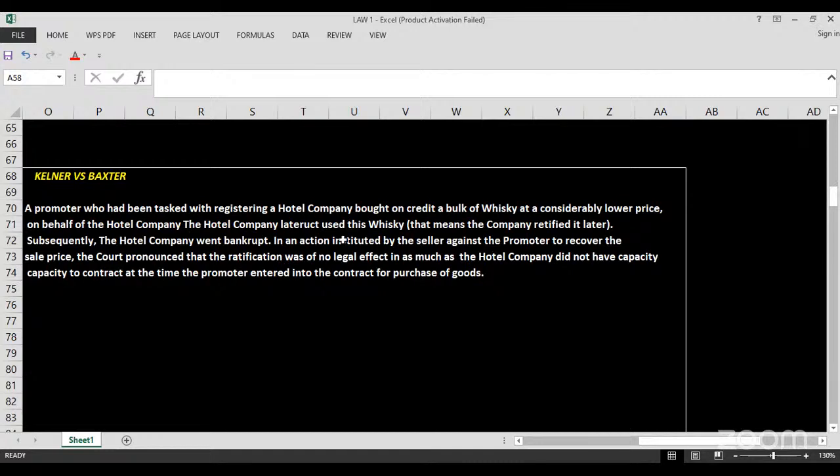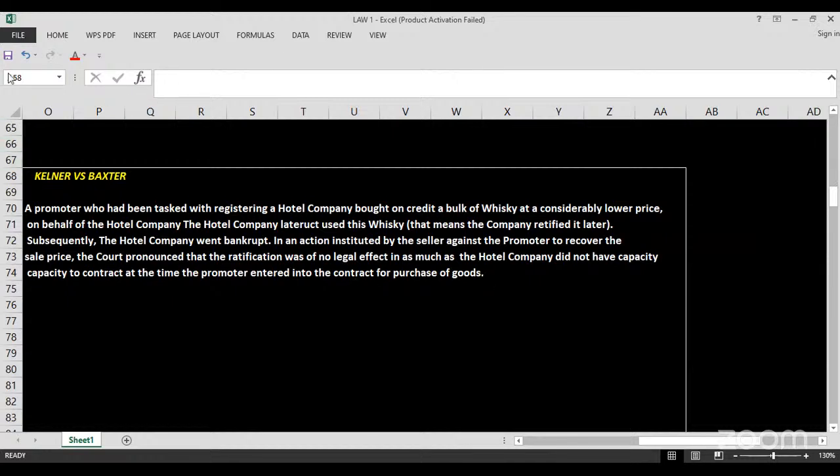The hotel company later used this whiskey, which means the company ratified it later. Subsequently, the hotel went bankrupt. In an action instituted by the seller against the promoter to recover the sale price, the court pronounced that the ratification had no legal effect inasmuch as the company did not have the contractual capacity to contract at the time the promoter entered into the contract for purchase of goods.